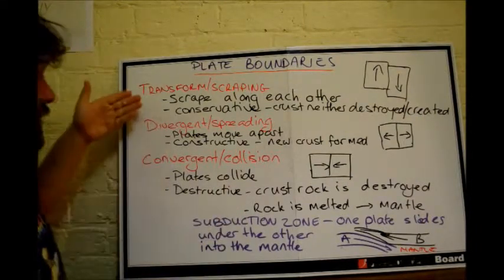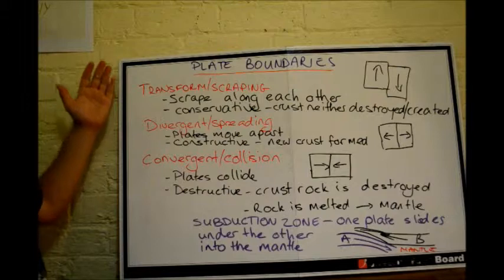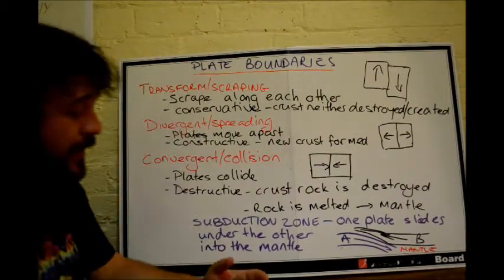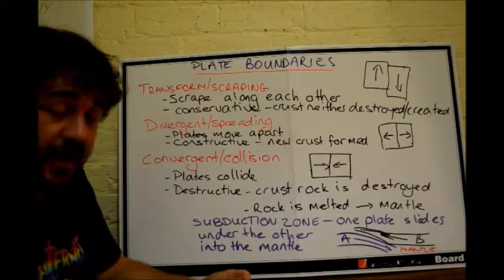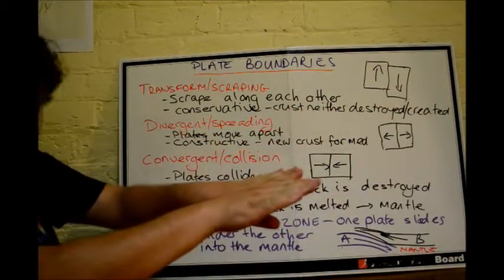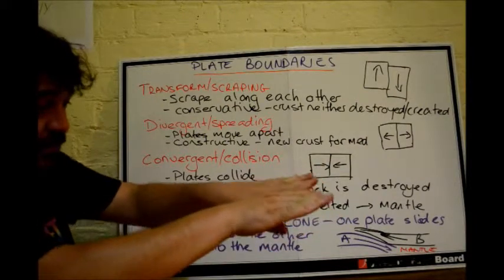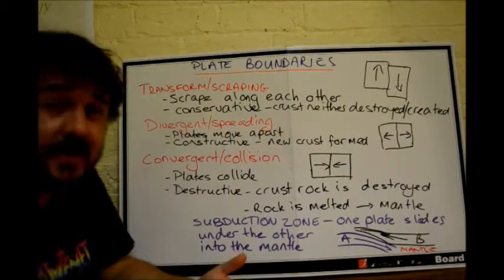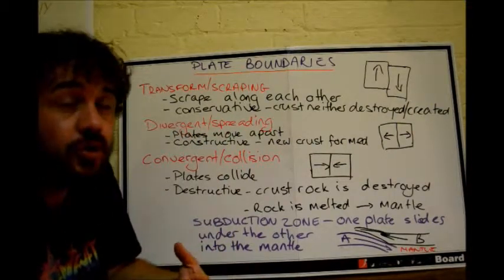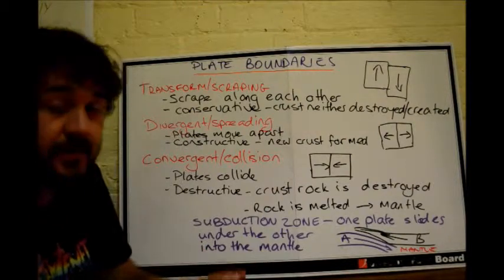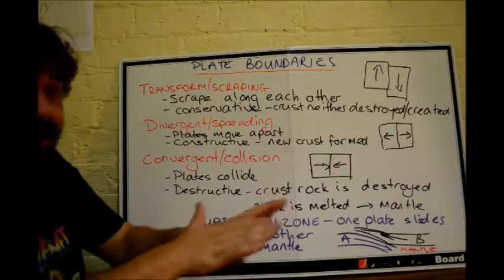So we have transform, so you can write that down if you want. Transform scraping boundaries. A transform boundary is one where the two plates are rubbing against each other. They don't collide this way, they go against. And they're conservative, and what that means is that plates aren't created or destroyed, they stay the same, the same amount.